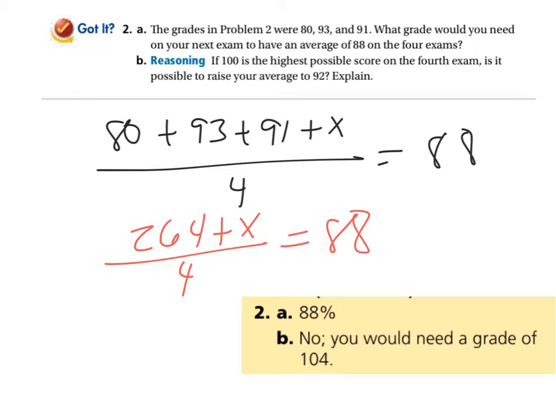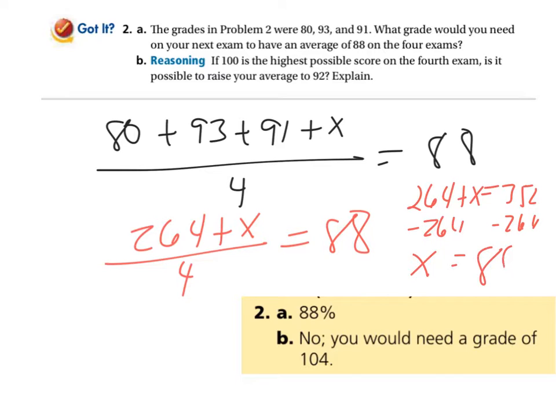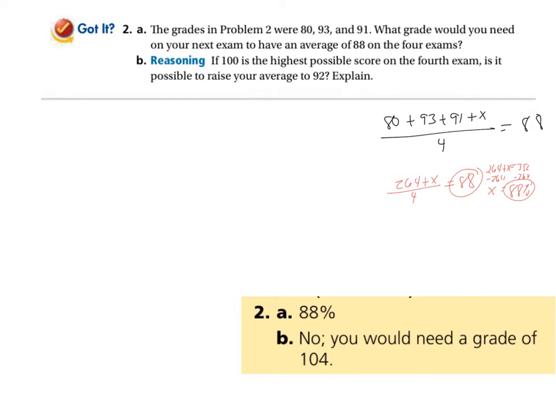Divide off my 4. So again, multiply off that 4, and I get 264 plus X equals 352. Whoops, there we go. Subtract off my 264 from both sides, and we get X equals 88. So this time I have to have an 88% to get an 88% overall. Well, there you go.